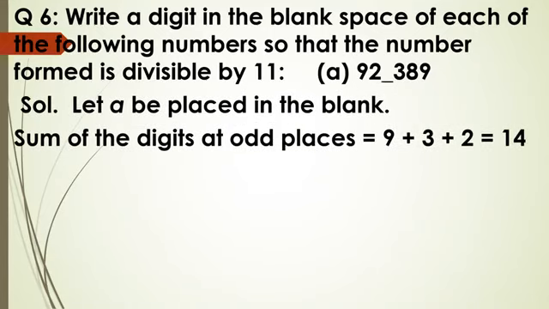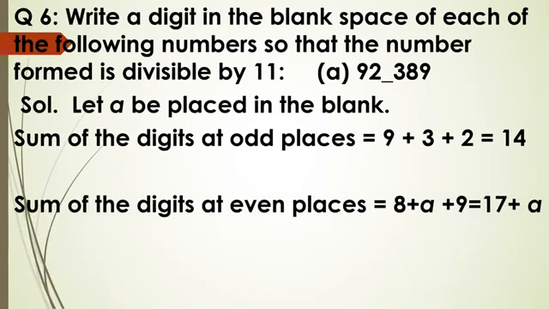Sum of the digits at odd places, because here we have to find out odd place digits and even place digits. It is 9 plus 3 plus 2. Blank is at which place? Even place. So the sum of odd place digits is 14. Sum of even place digits is 8 plus A. What is A? A is the blank place number. Suppose we have placed A in the blank. Okay. So 8 plus A plus 9. When you add, you will get 17 plus A.